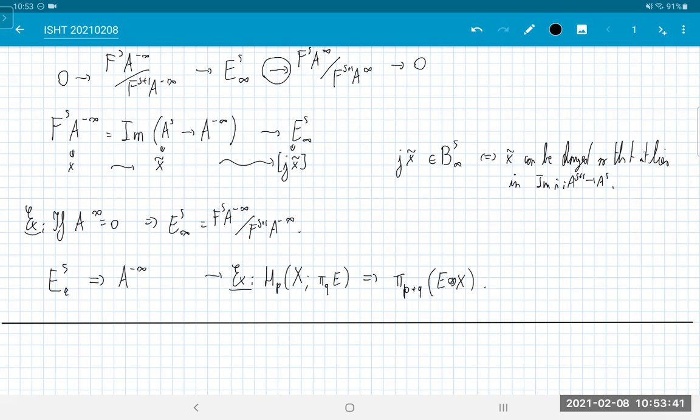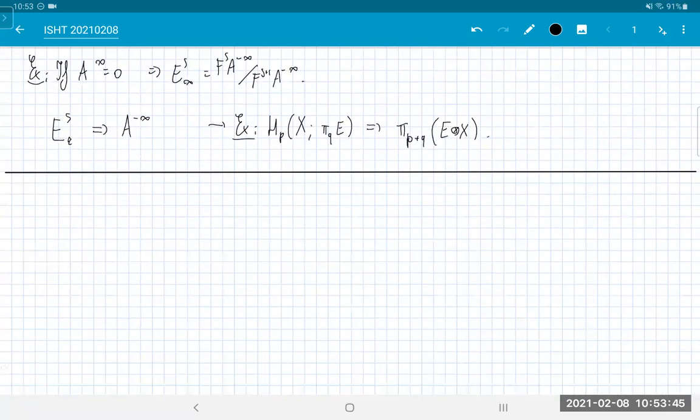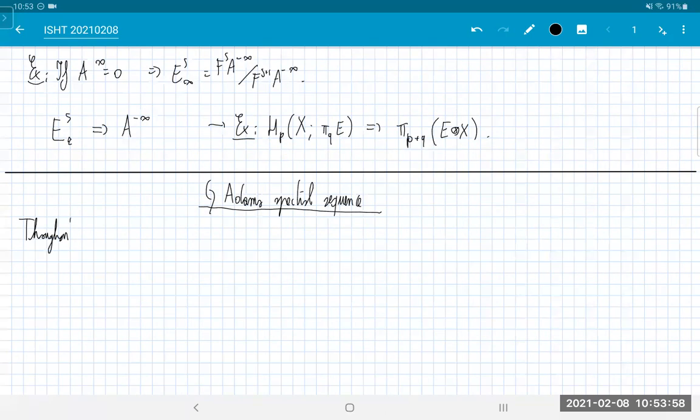And then, okay, so now we get to a new topic, the Adams spectral sequence. So throughout, we'll fix a prime p.